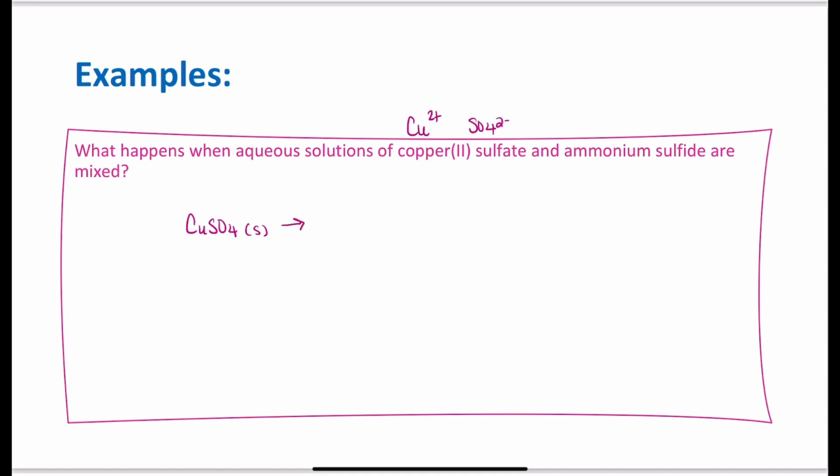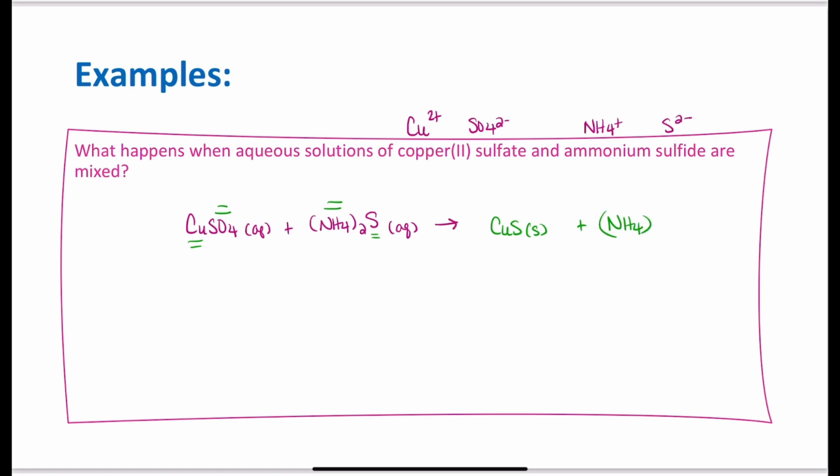The sulfate is soluble. This reacts with ammonium sulfide, so NH4+ and S2-, that is aqueous. I have two ammoniums, two NH4+ to every one sulfide, S2-. Sulfides are usually insoluble, but ammonium salts are always soluble, so this is an exception to that rule. When I swap partners, I'm going to form copper sulfide and ammonium sulfate. So copper sulfide is insoluble. Again, most sulfides are insoluble, and this is not an exception to that.